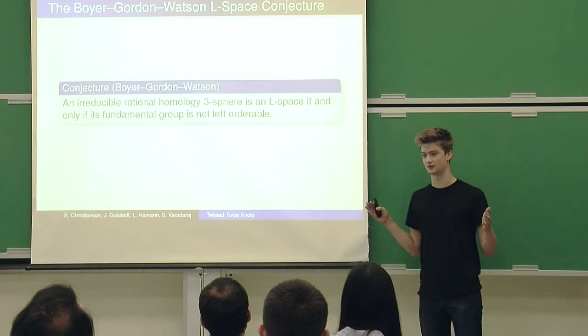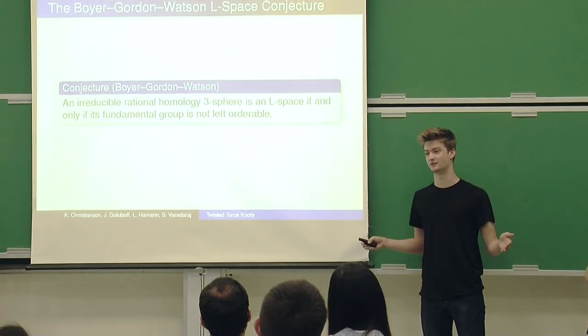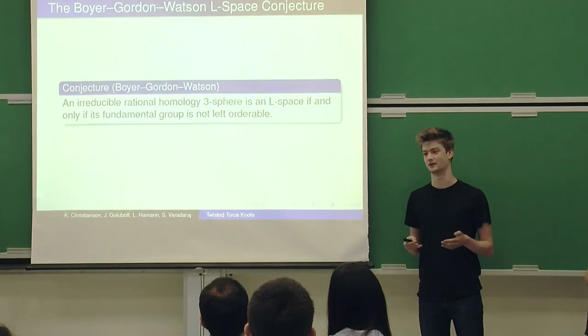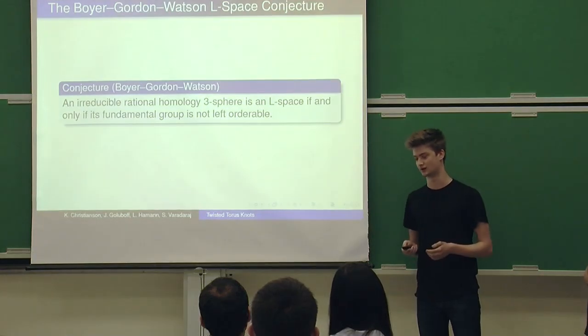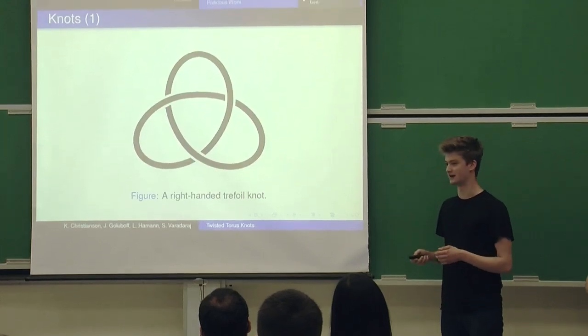So in order to do that, we need to find some of these particular L spaces so that we can look at their fundamental groups and obstruct their left-orderability, thereby verifying the conjecture. So in order to get some of these 3-manifolds, let's start looking at knots, right?